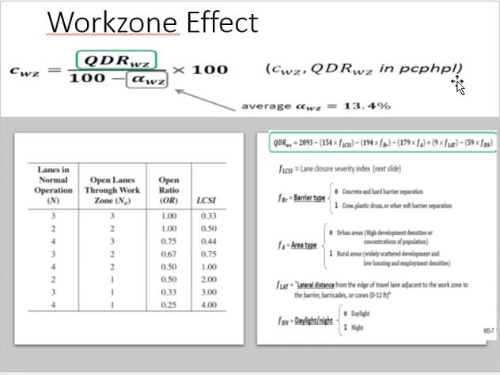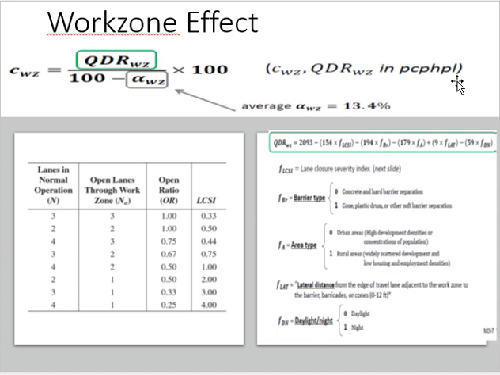Let us look at how you calculate. First of all, the first thing I need to calculate is CWZ. What is CWZ? Capacity of work zone. How do we calculate it? You can see the equation, a very simple equation. I need two things: QDR and alpha. Alpha is the reduction in capacity, the decrease in capacity.